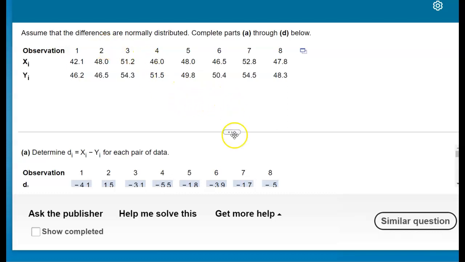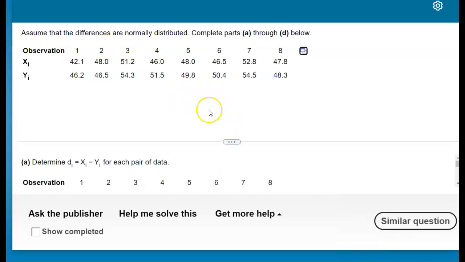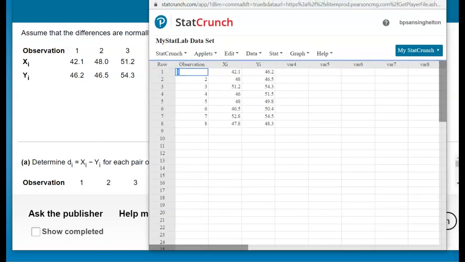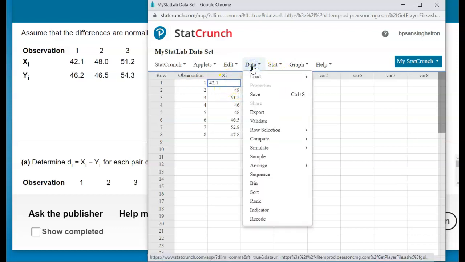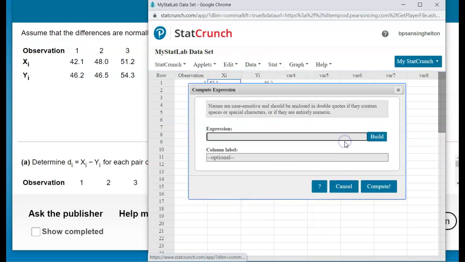It's just figuring out how to do the process for matched pairs of data, and we are given 8 observations for each of the pairs. So I'm going to show you how to do this in StatCrunch. Let's start out by opening the data in StatCrunch and figuring out the differences. To figure out the differences, we can make a column that's differences by doing Data and then Compute Expression.